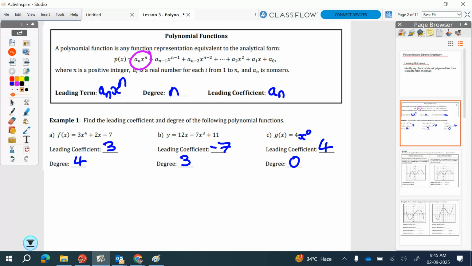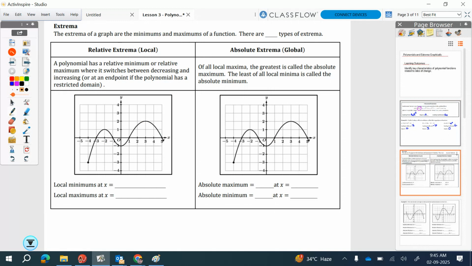Okay, thank you, sir. Okay, so we are looking at the concept of extrema. So an extreme point is where the graph reaches at one particular interval its greatest value. A polynomial can have a relative extrema. This can either be a relative maximum or a relative minimum. What it means by relative is that it is relative to one particular section of the curve.